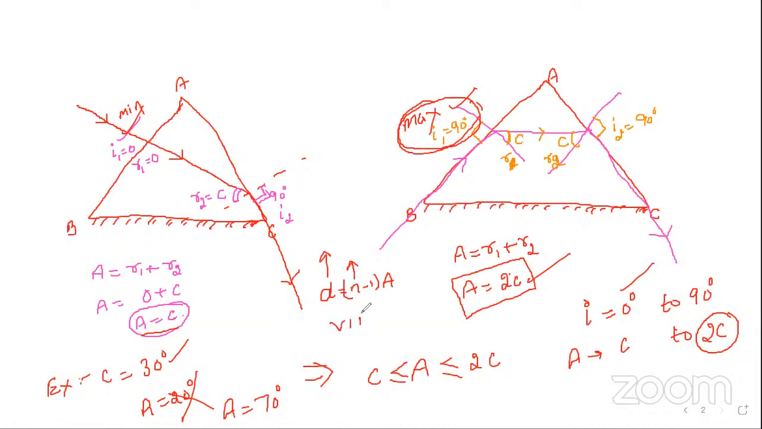For VIBGYR, for violet, the refractive index will be more. For red color, the refractive index will be less. If the refractive index is more for violet, the deviation for violet should be more compared to the deviation of the red.